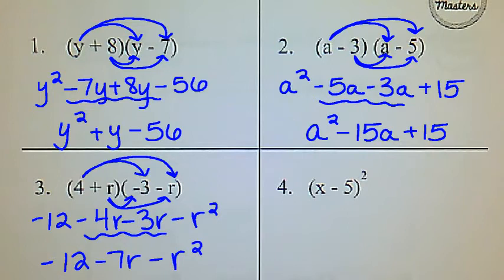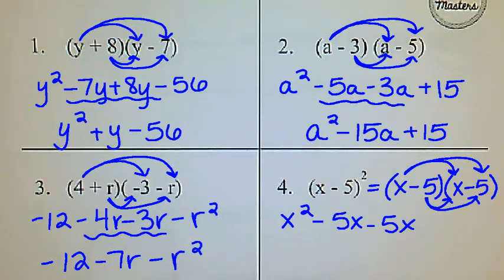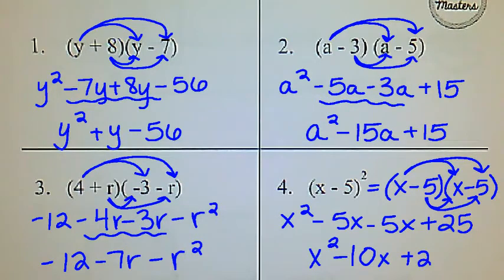All right, the next one I'm going to want you to rewrite. So this is actually equal to x minus 5 and then times itself. So x minus 5 again. All right, so again, first, outer, negative 5x, inner, negative 5x, and last. That's a negative times negative, so that gets you a positive. So your final answer is x squared minus 10x plus 25.